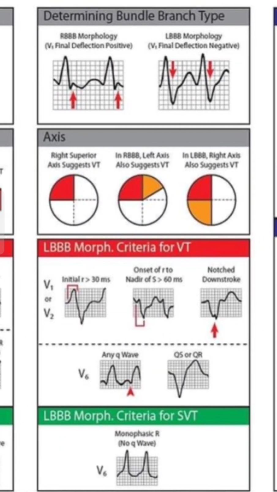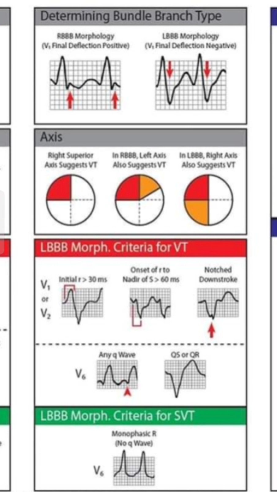Determining bundle branch type: right bundle branch block morphology, V1 final deflection positive. Left bundle branch block morphology, V1 final deflection negative. So in RBBB the final deflection is positive, in LBBB it is negative. Axis: a right superior axis is suggestive of ventricular tachycardia. In right bundle branch block, left axis also suggests VT. In left bundle branch block, right axis also suggests VT.